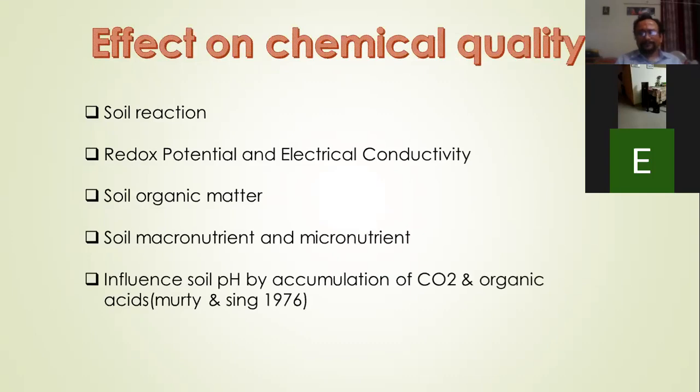Effect on chemical quality. Some chemical qualities required to maintain soil fertility are also affected. Soil reaction also decreases. Redox potential and electrical conductivity are also affected. Soil organic matter is also lost due to the burning of the residues. Soil macro and micronutrients are also decreased. Soil pH is influenced by accumulation of CO2 and organic acid.